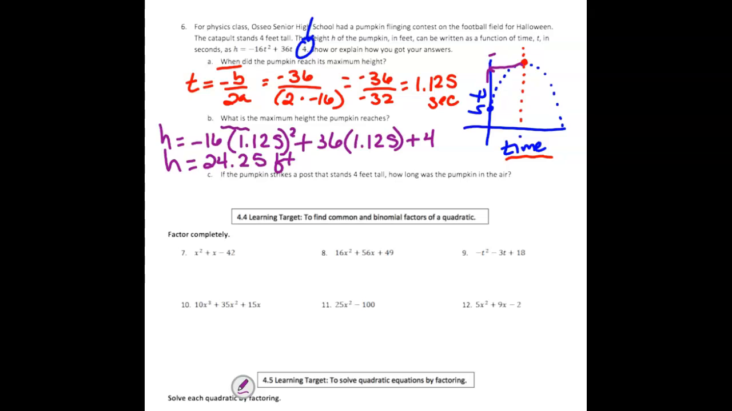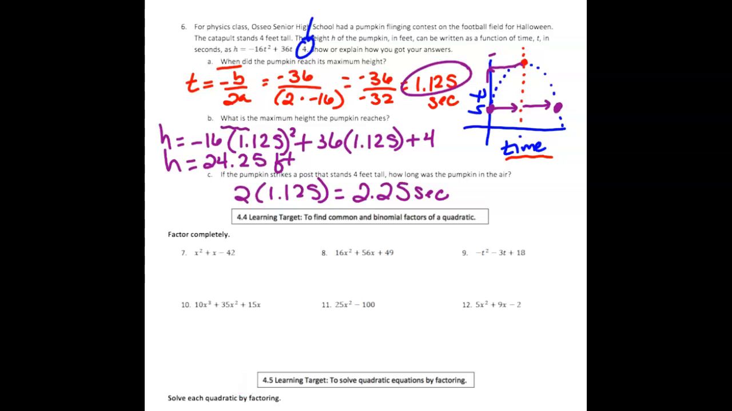Then it says, if the pumpkin strikes a post that stands 4 feet tall, how long was the pumpkin in the air? So instead of it coming all the way back to the ground, we're wanting it to stop at the same height that it started. This just means that we need to figure out the x value that takes us to the middle and then double it because of the symmetry. Well, we already found how long it takes to get to the middle. So we just need to double that. So 2 times 1.125 gets us 2.25 seconds.